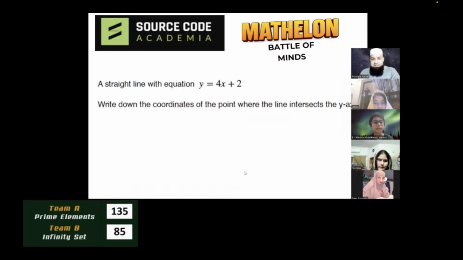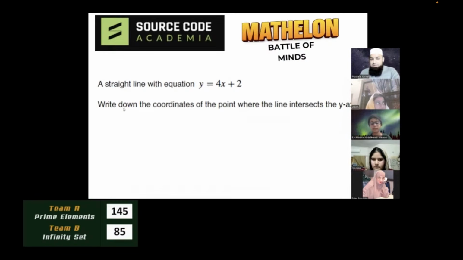A straight line with the equation y equals 4x plus 2. Write down the coordinates of the point where the line intersects with the y-axis. Team A, Momina. 0 and 2. 0 and 2 is the correct answer. Did you say 0 and 2? Yes. Yes, 0 and 2 is the correct answer.